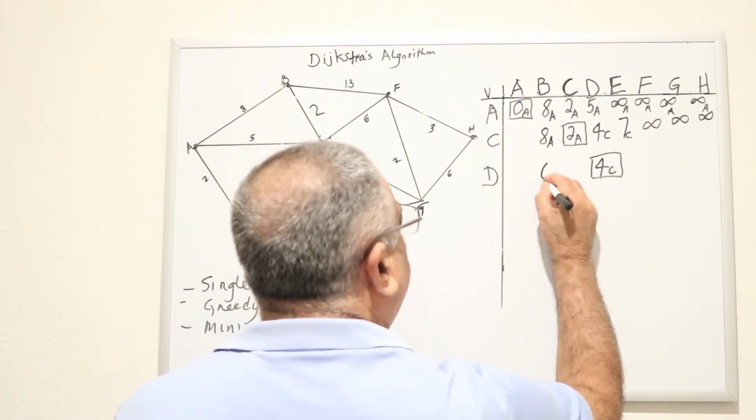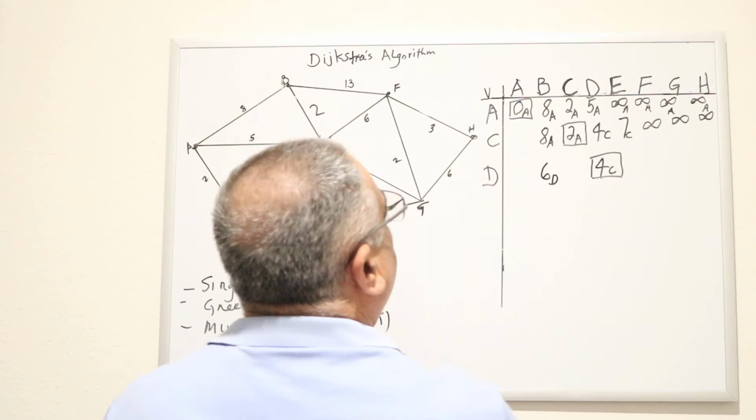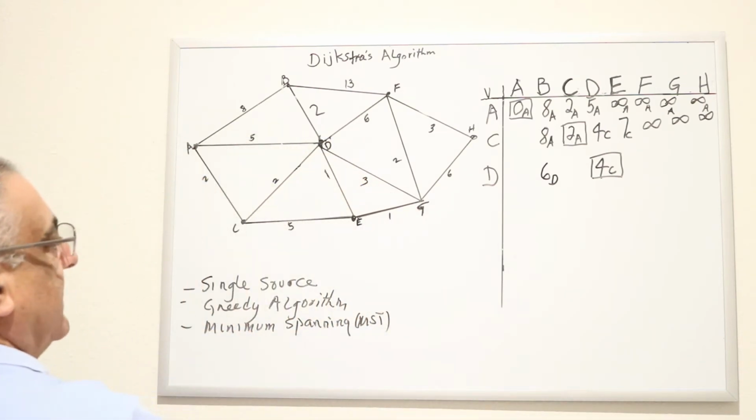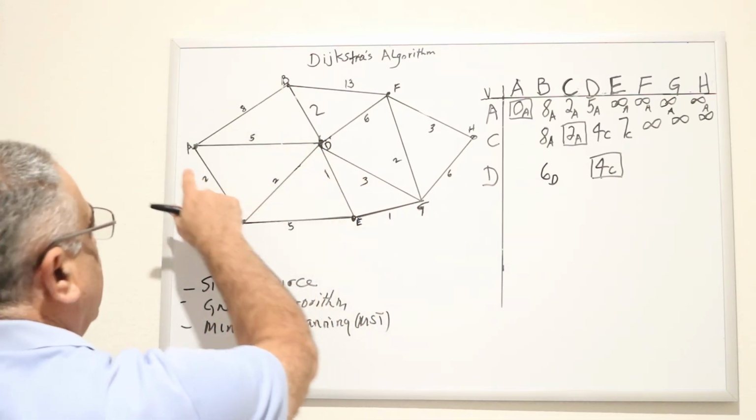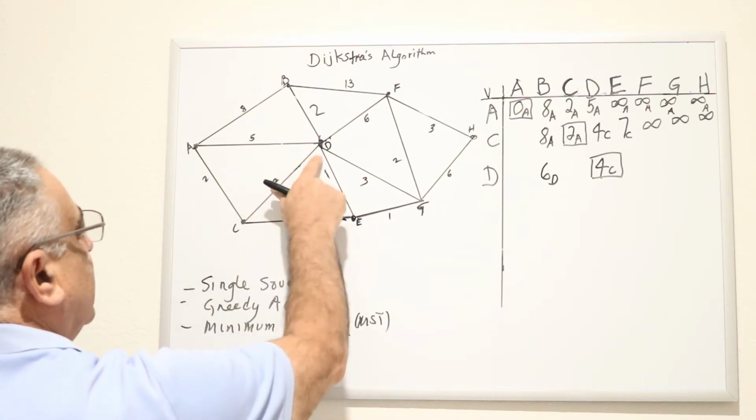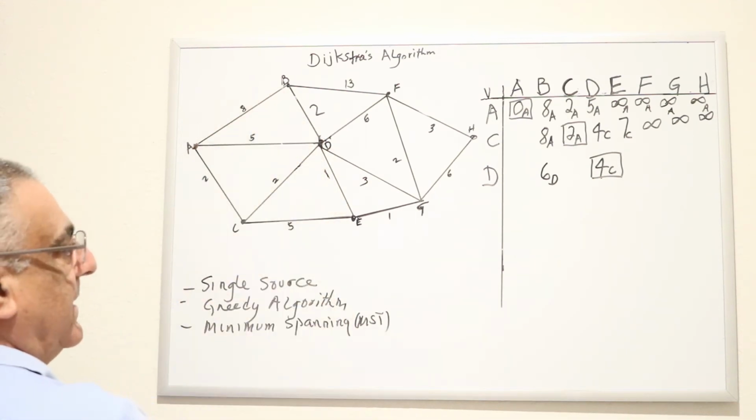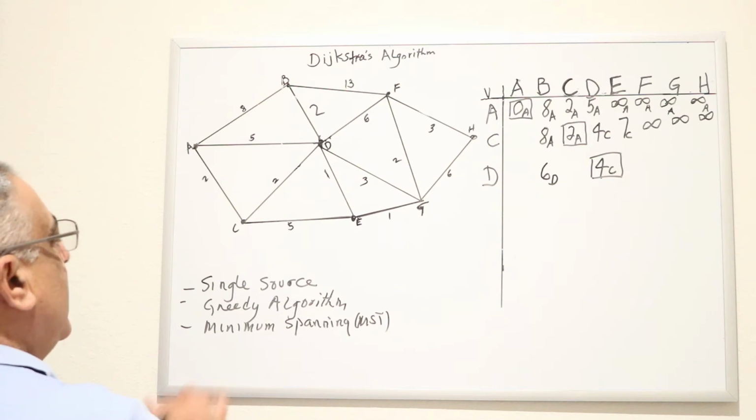So 6 is better than 8. So I'm going to put that down. So now D to B would be A to C, C to D, D to B. That's how we got the 6.